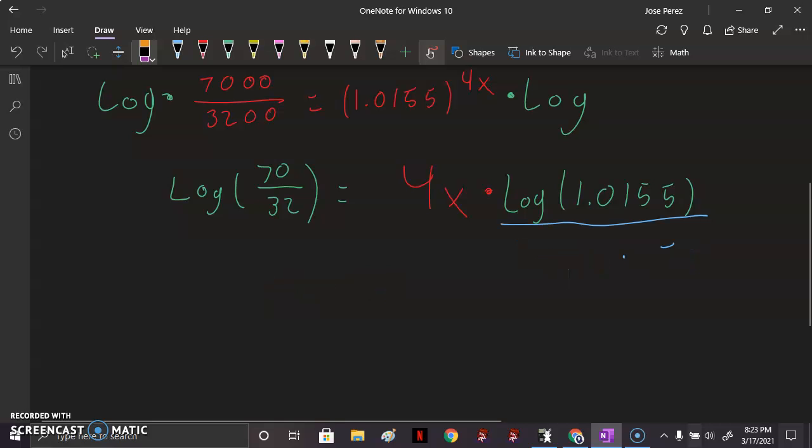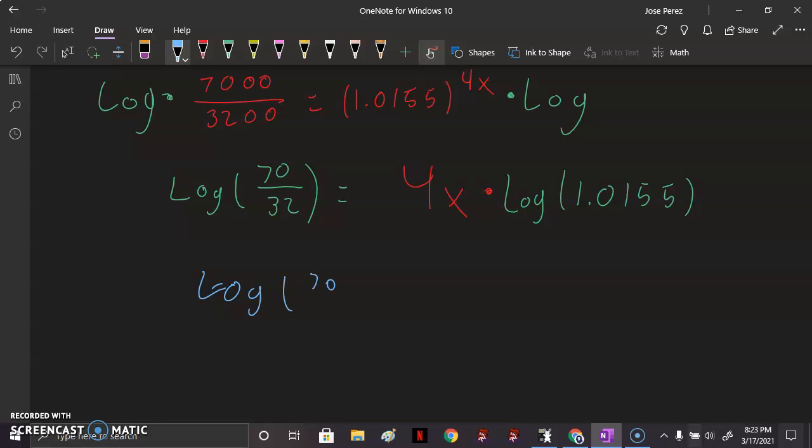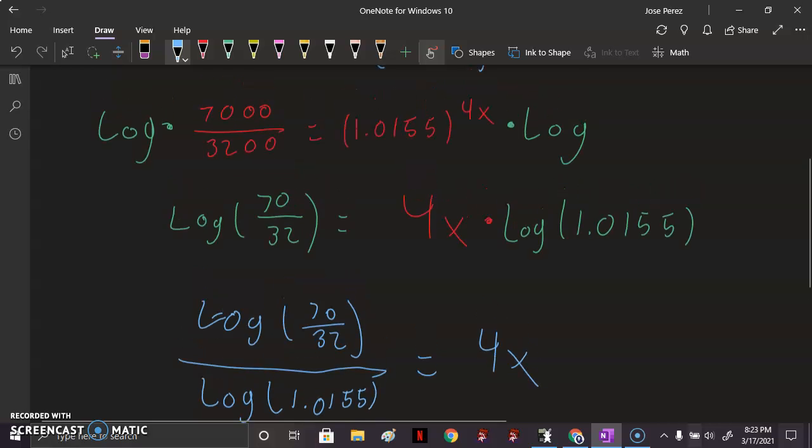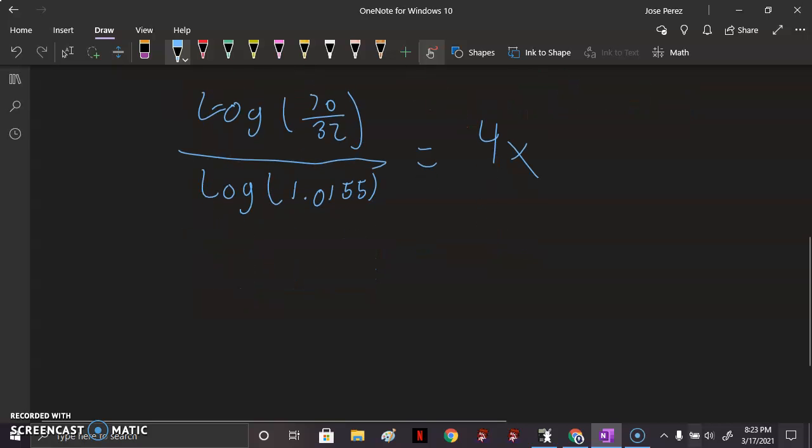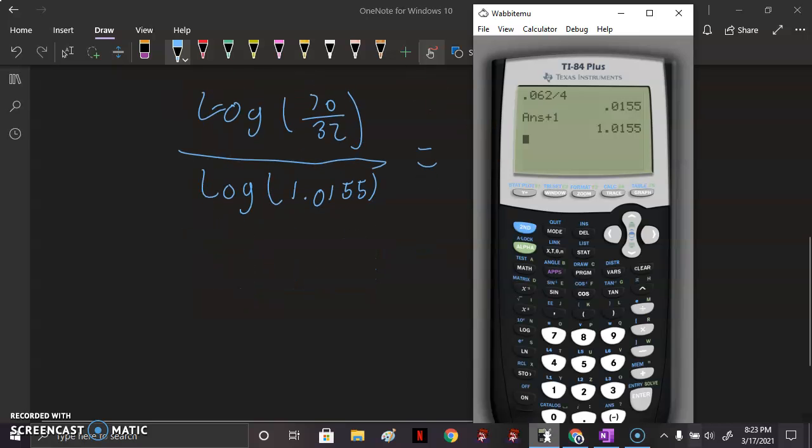And let me erase all this because I just explained it to you guys. So it's going to be the logarithm of 70 over 32, over the logarithm of 1.0155, is equal to 4x. So let's just solve this logarithm and see what we get.